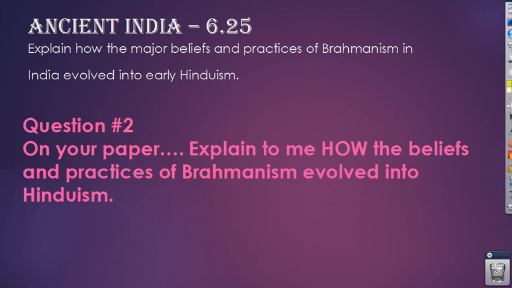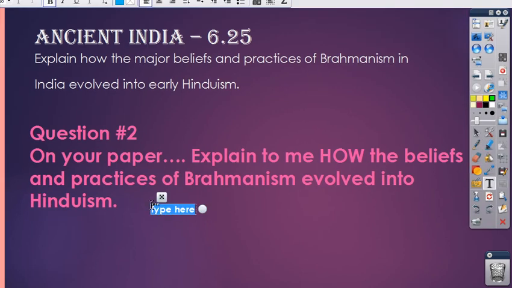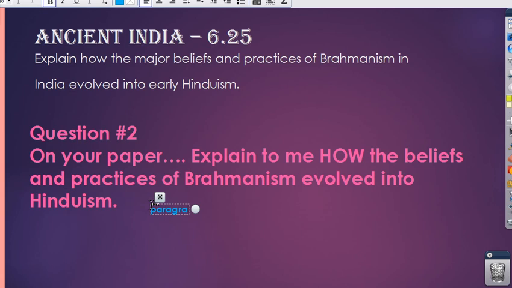Okay, this is going to lead us to, I think, probably the back or the next page of your booklet that you're doing. Since I'm not there today, I don't have a booklet with me to see, so I can't remember if it's the next page or the back of your T-chart. But either way, on a piece of paper, you're going to write question number 2. I want you to explain to me how the beliefs and practices of Brahmanism evolved into Hinduism. This is going to require you to write a paragraph. I want a well-written paragraph, not a cheesy one with just 2 or 3 sentences. No, I want at least 7 or more sentences.